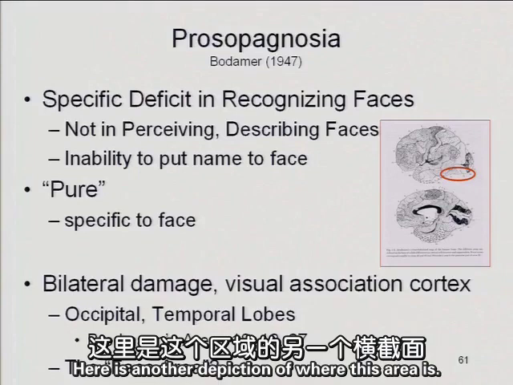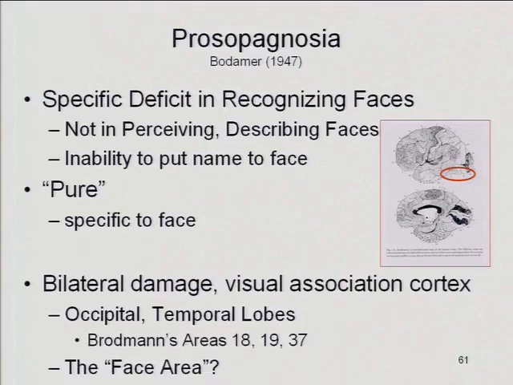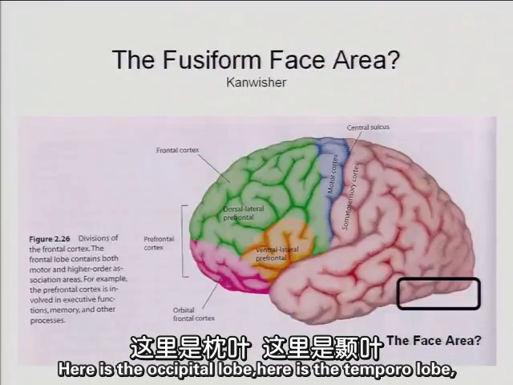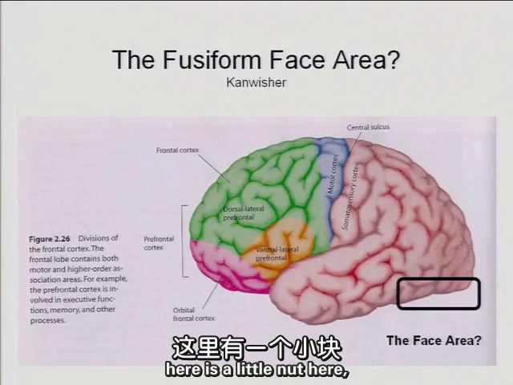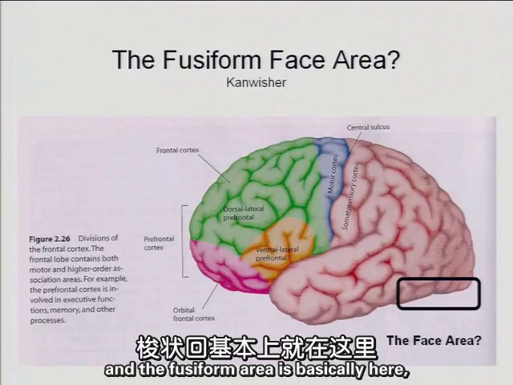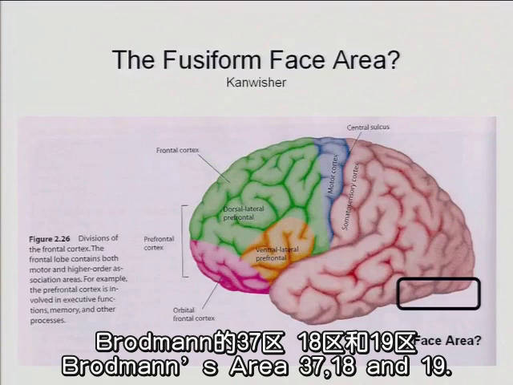Here's another depiction of where this area is. Here's the occipital lobe. Here's the temporal lobe. There's a little notch here, okay? And the fusiform area is basically here. There's Brodmann's area 37, 18, and 19.